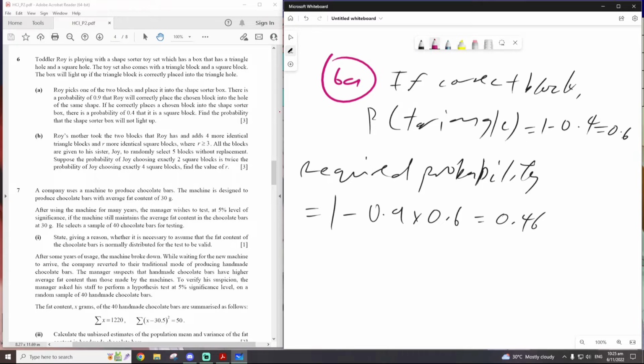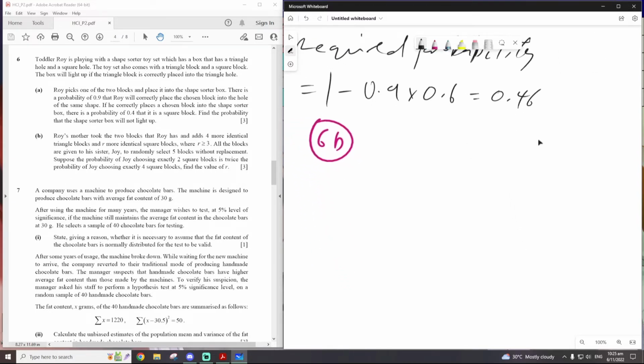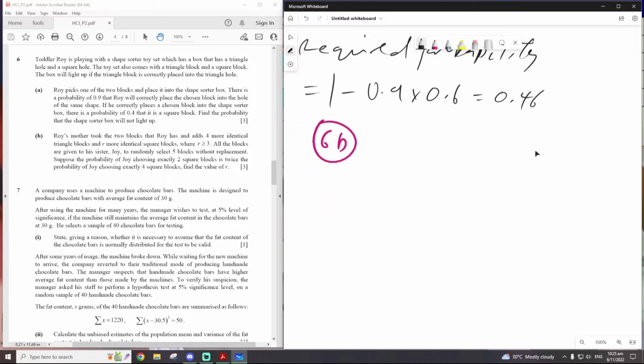For part B, 4 more identical triangles and r more identical square blocks. There are only 3 marks, but I feel like the working is a bit longer for this one. So you have 5 triangles and r plus 1 squares, just to be clear.